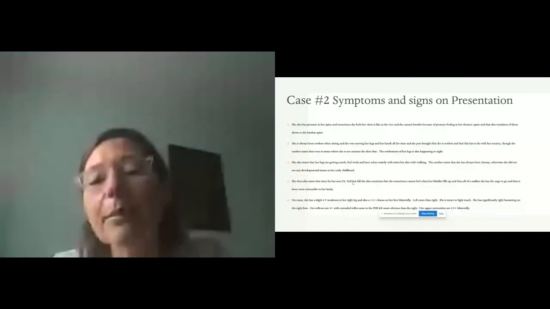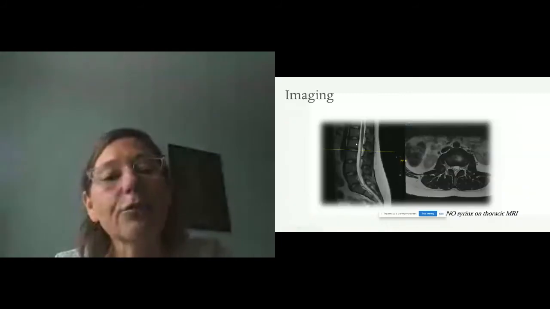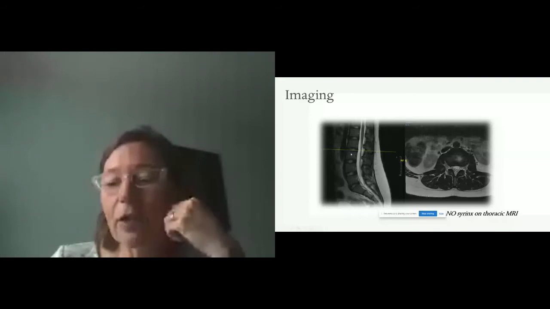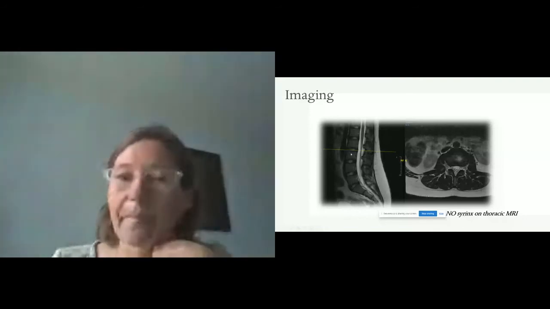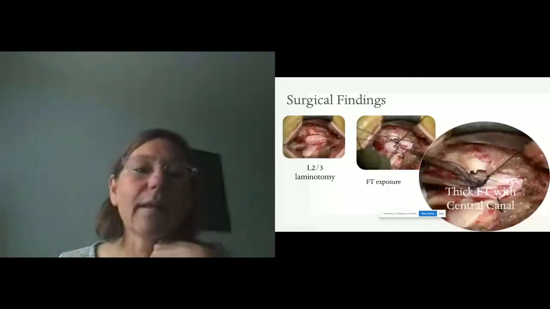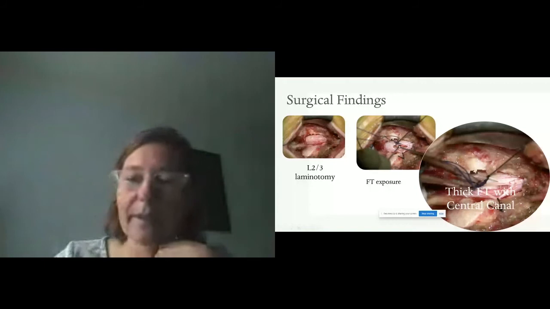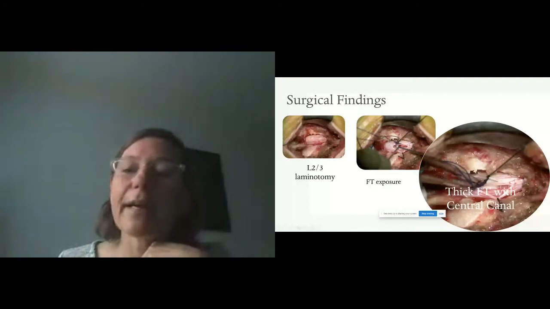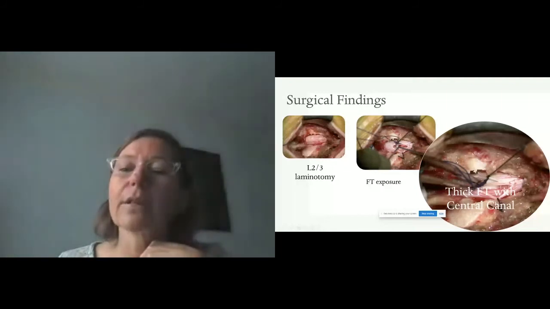You see here the tip of the conus at the L2-3 level, which is borderline low. And so we did a filum transection because of her bladder symptoms. Upon the laminotomy, sorry about that, upon the opening of the dura, she actually had a tight and big filum with the central canal going into the filum.